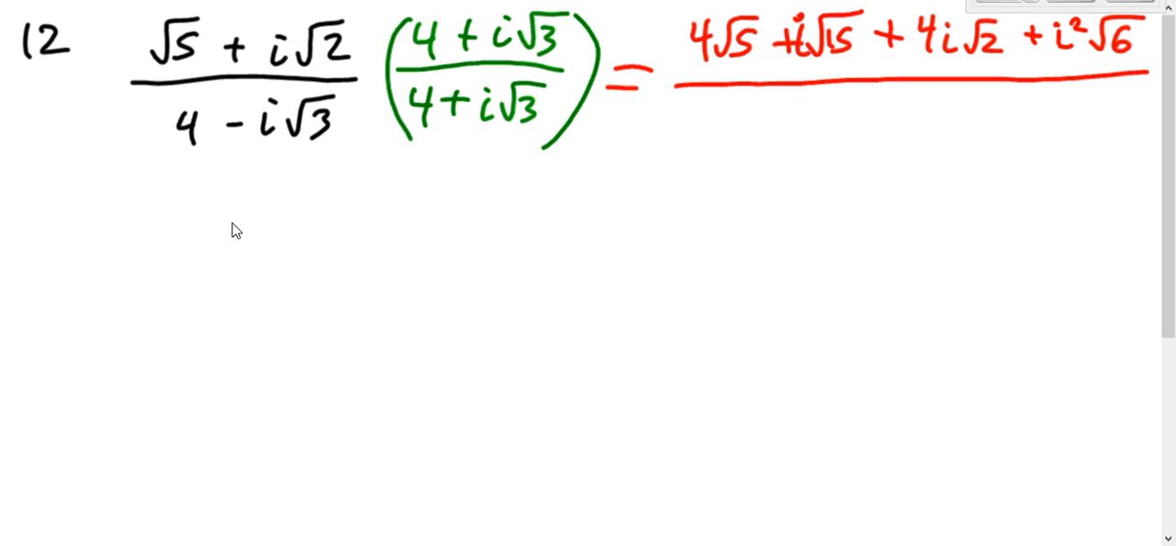FOIL out the bottom, multiply out the bottom. 4 times 4, 16. Since it's a difference of squares pattern, we just jump to the negative I square root of 3 times positive I square root of 3. That's negative I times I is I squared. Square root of 3 times square root of 3 is square root of 9, which is just regular 3.